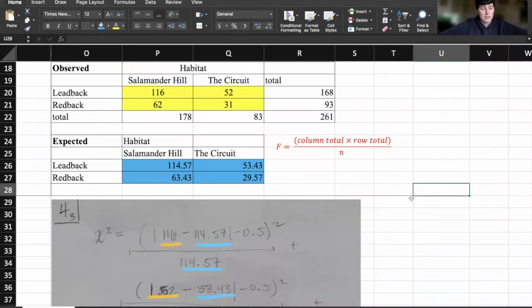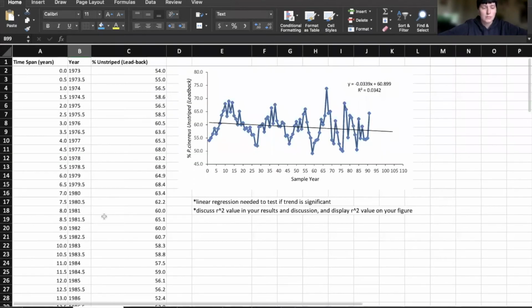The fourth question is, how has the population changed over time? We have the opportunity to answer this question because of the long-term data set that we have. That is a collaboration with U of R. So in your data set on Canvas, you'll find a file that is called a U of R long-term data set or something like that, or it's already in your data set. And it's going to have 3 columns: time span, year, and percent lead back.